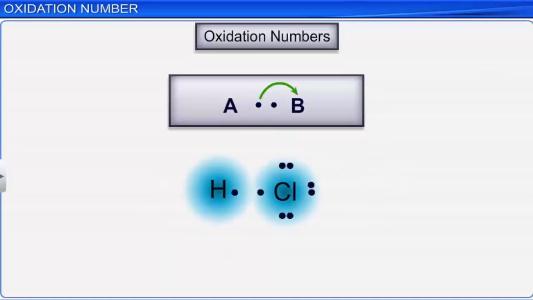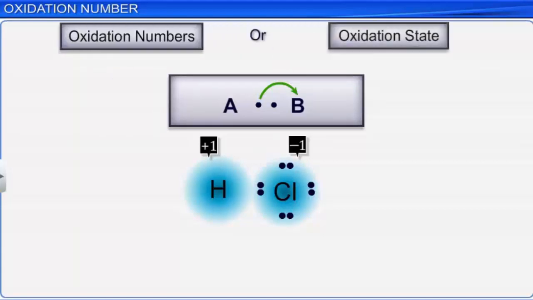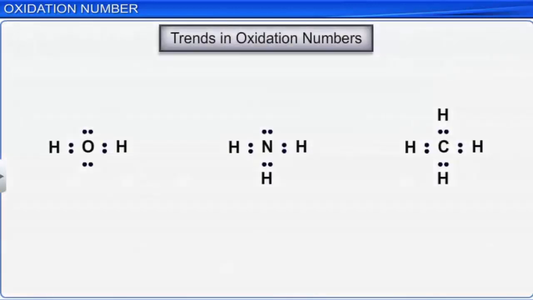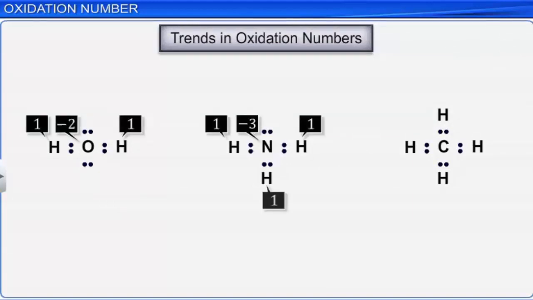Oxidation number is defined as the charge, or the apparent charge, that an atom in a compound or ion would have if all the electrons in its bonds belonged entirely to the more electronegative atom. Oxidation number is also referred to as oxidation state. We will be using the term oxidation number throughout this module. To determine the oxidation number of an element in a compound or an ion, certain rules have been formulated. Let's look at these rules.